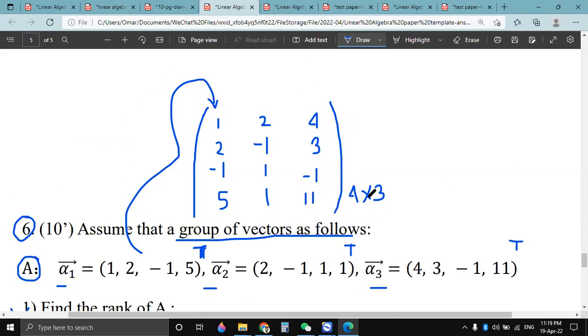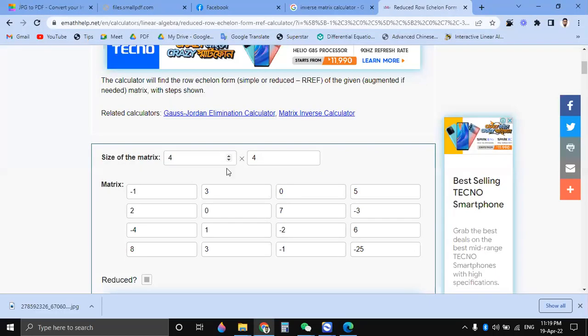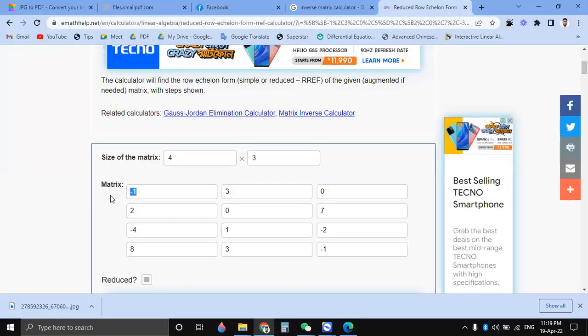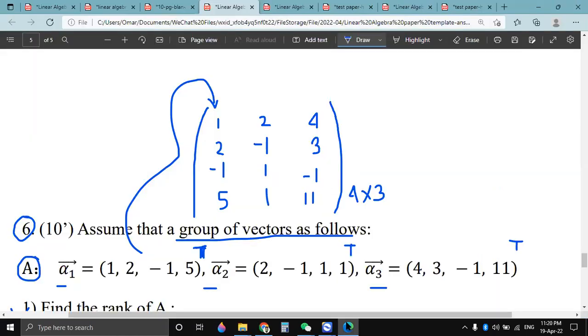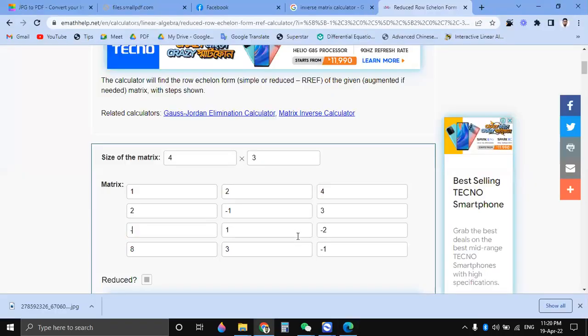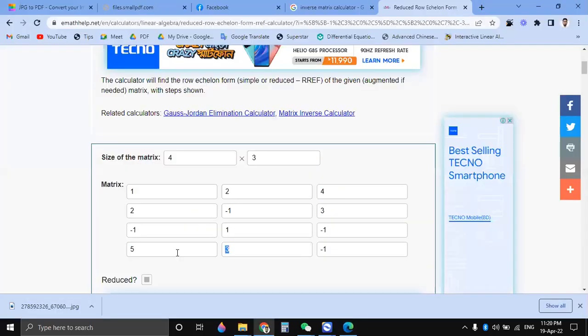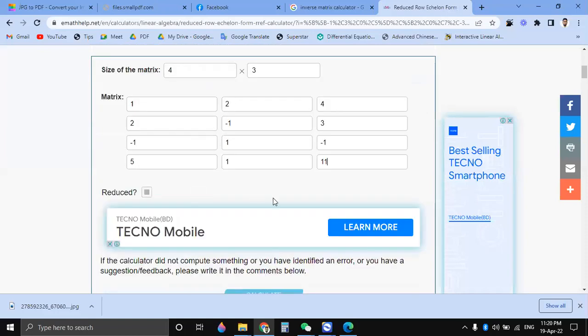So now let's find the rank. It is a 4 by 3 matrix, and the entries are 1, 2, 4. Then we have 2, minus 1, 3. Then we have minus 1, 1, minus 1. Then 5, 1, 11. So now let's calculate.